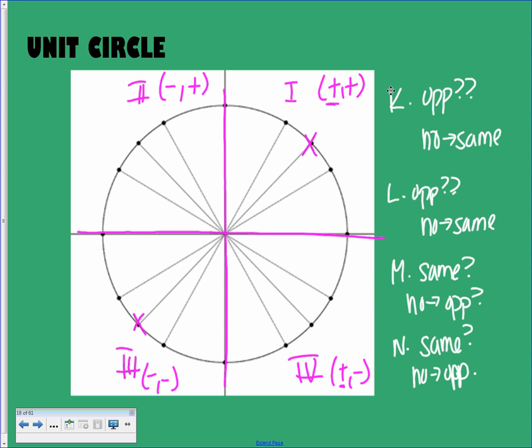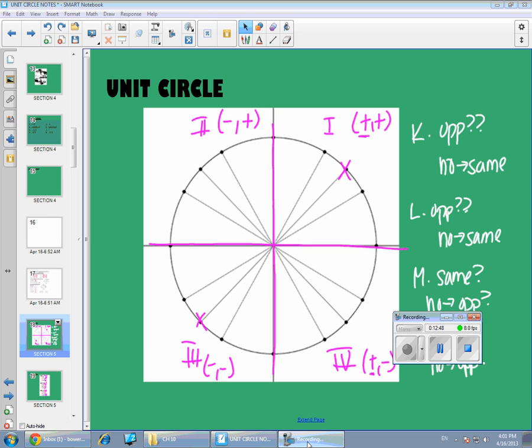Okay, so please write down some questions. I know we're getting a little bit more involved, but the unit circle is fun. So bring questions and we'll go over them tomorrow.